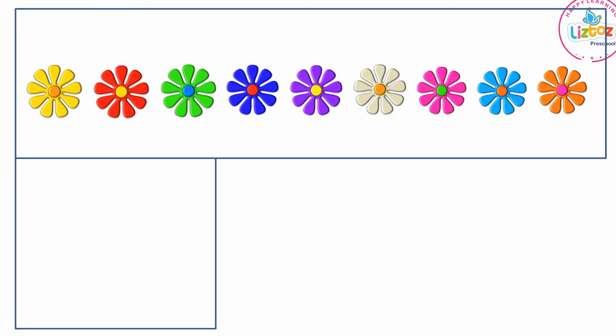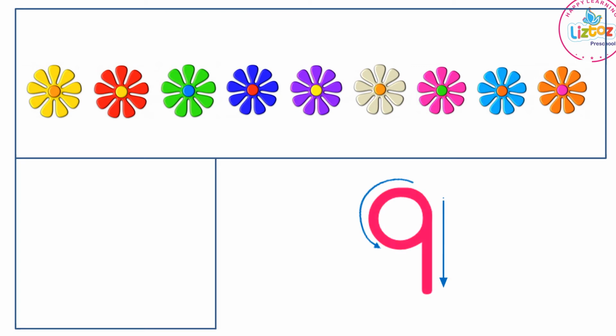Now see children, how many flowers are there? Let us count and see. Count with me. Okay. 1, 2, 3, 4, 5, 6, 7, 8, 9. Okay. How to write 9? Left curve, then standing line. Now see, 9. Okay.